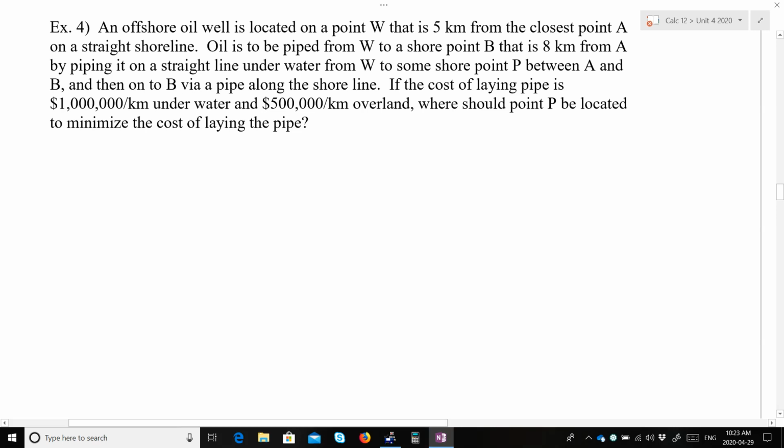If the cost of laying pipe is $1 million per kilometer underwater and 500,000 per kilometer over land, where should point P be located to minimize the cost of laying the pipe? Okay, so let's draw a picture of this.